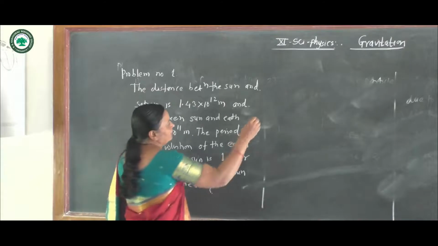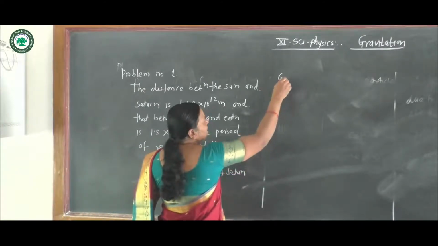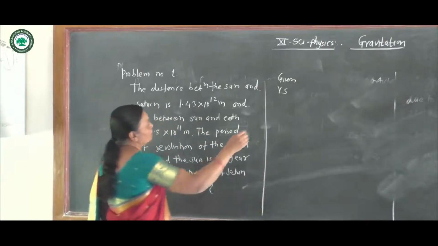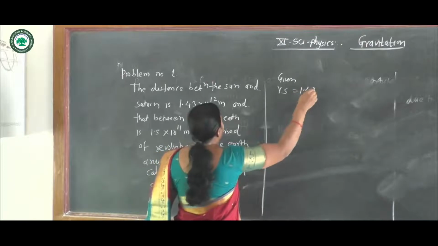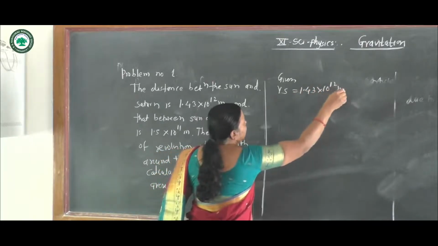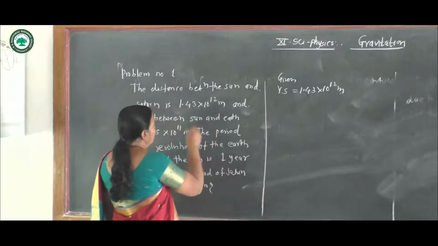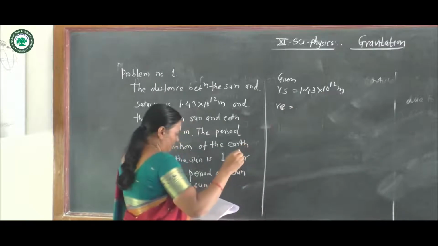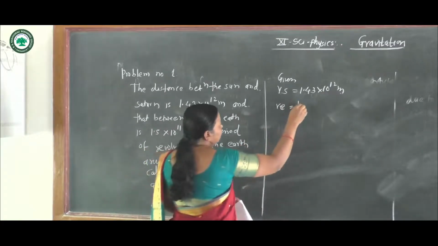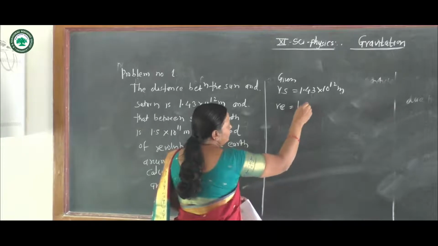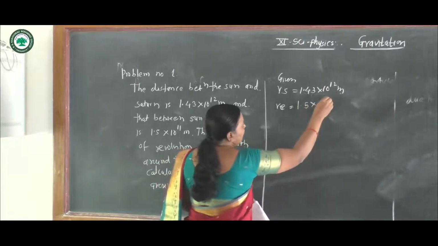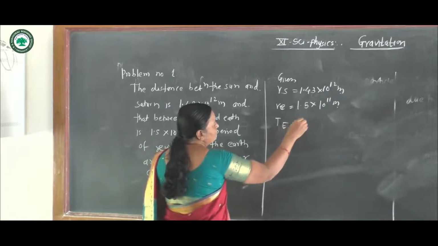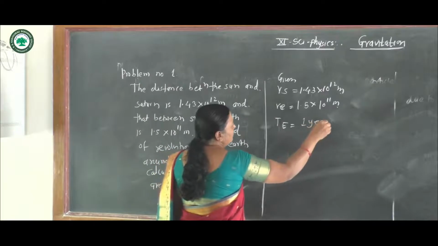See here, radius of Saturn is 1.43 into 10 raised to 12 meter. The radius of Earth is 1.5 into 10 raised to 11 meter. Now, the period of revolution of Earth is 1 year.